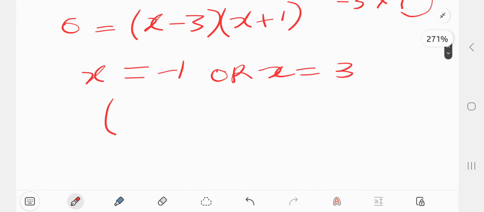So now the coordinates are negative 1 and 0, because we understand that where the graph cuts the x-axis, the y value is 0. So we're going to have here 3 and 0.